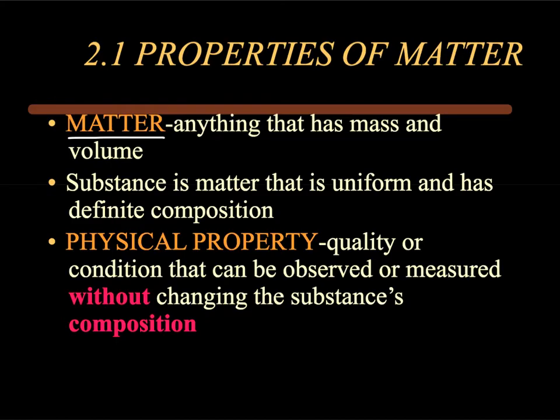You also need to know what physical properties are. For example, if we're talking about people, a person's physical properties would be their hair color, eye color, height, and weight. If we're talking about chemical substances, this could be the density, whether it's a solid, liquid, or gas at room temperature, its boiling point, and its melting point, okay?